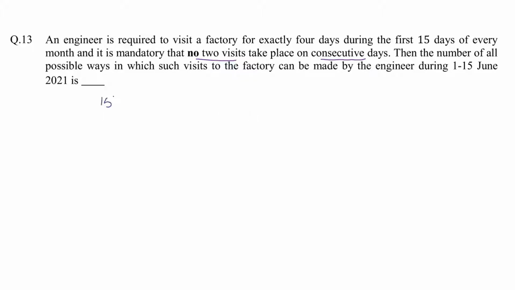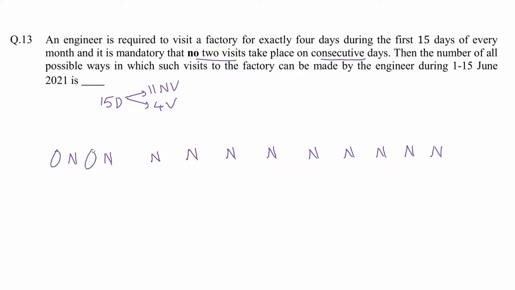Out of the total 15 days, there are going to be 11 non-visiting days and 4 visiting days. As these visiting days cannot be consecutive, first we'll consider the non-visiting days. So there are 11 non-visiting days here. These 11 non-visiting days are going to make 12 gaps between them, one in the beginning and one in the end. So in total we get 12 gaps.